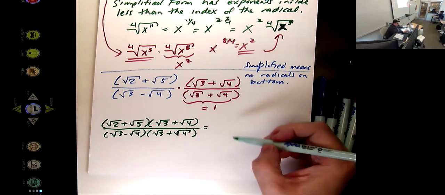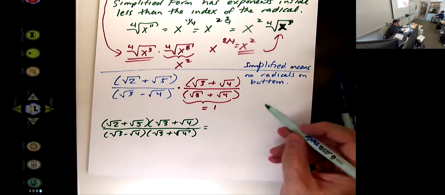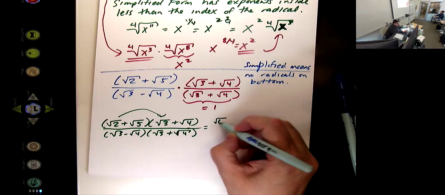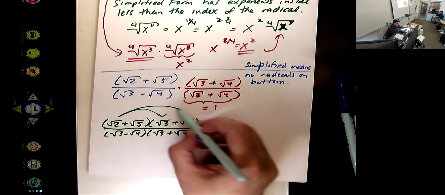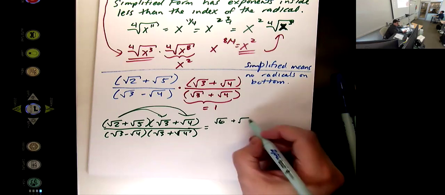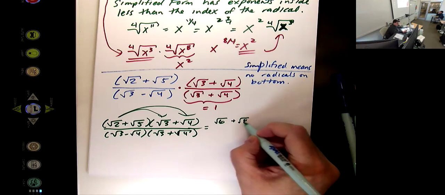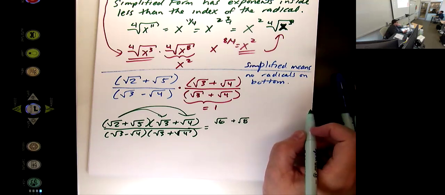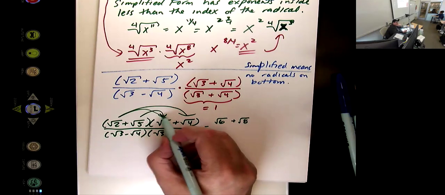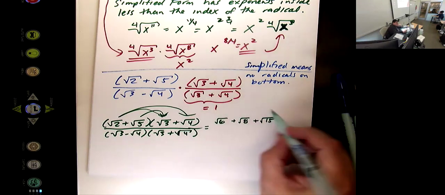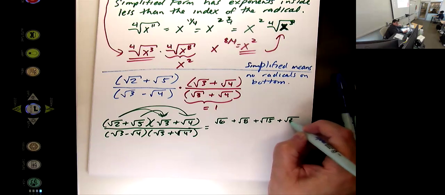On the top, we can multiply it out. Square root of 2 times square root of 3 is square root of 6. Square root of 2 times square root of 4 is square root of 8. Square root of 4 is not a good number. I shouldn't have done that. Oh well, that's what we're using. Square root of 4 is just 2. That's okay. Square root of 5 times square root of 3 is square root of 15. And square root of 5 times square root of 4 is square root of 20.